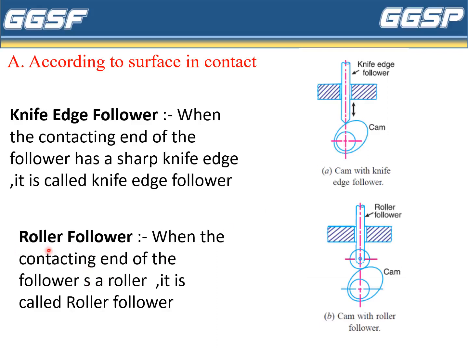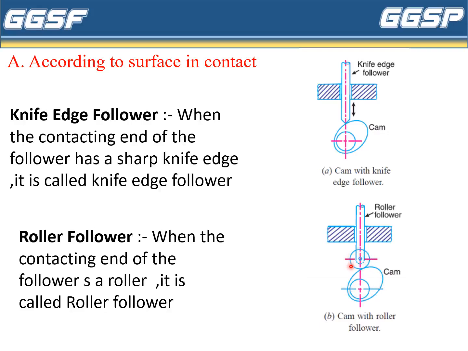Second type of follower is a roller follower. When the contacting end of the follower is a roller, it is called a roller follower. Look, this is a roller follower. Its contacting end is a roller, the roller that is in contact with the cam. So that's why it is called a roller follower.